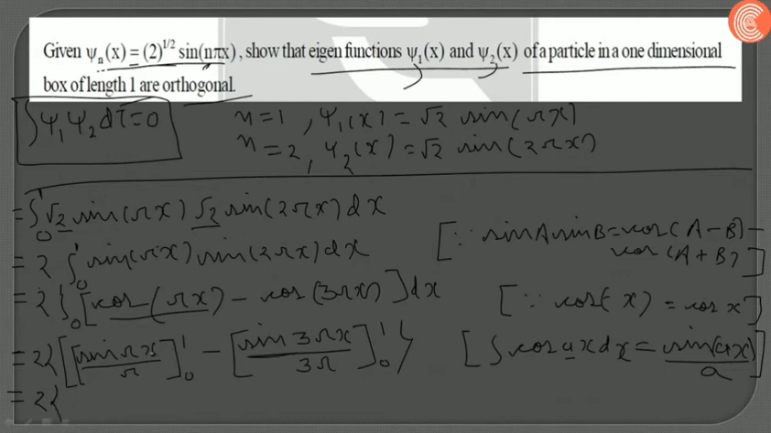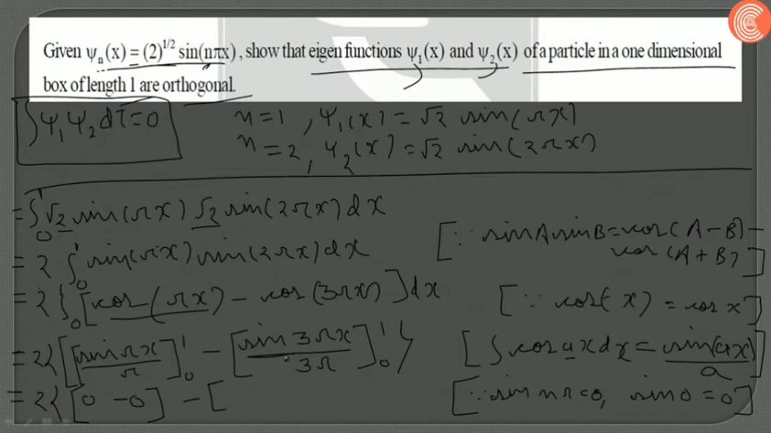Okay, if we put x equals 1, then this becomes sine pi, and we also know that sine n pi is equal to 0. Also, sine 0 is basically 0. So sine pi is basically 0. If we put x equals 0, then this term becomes sine 0, which is equal to 0. So basically, if we put in this limit, then it becomes 0.